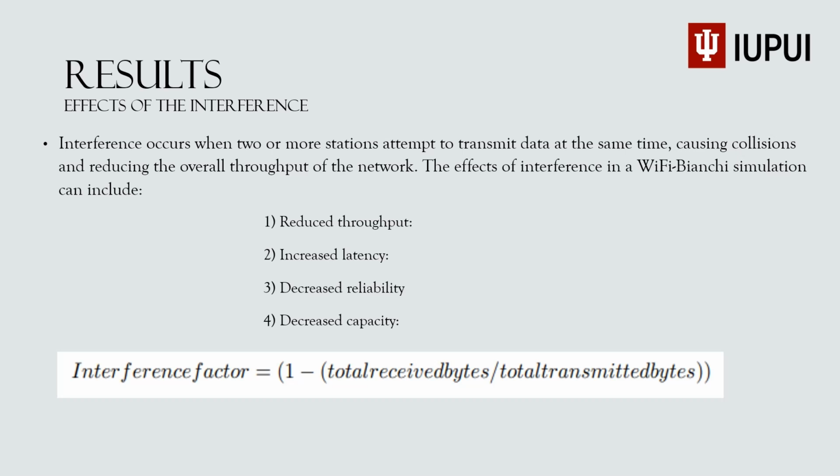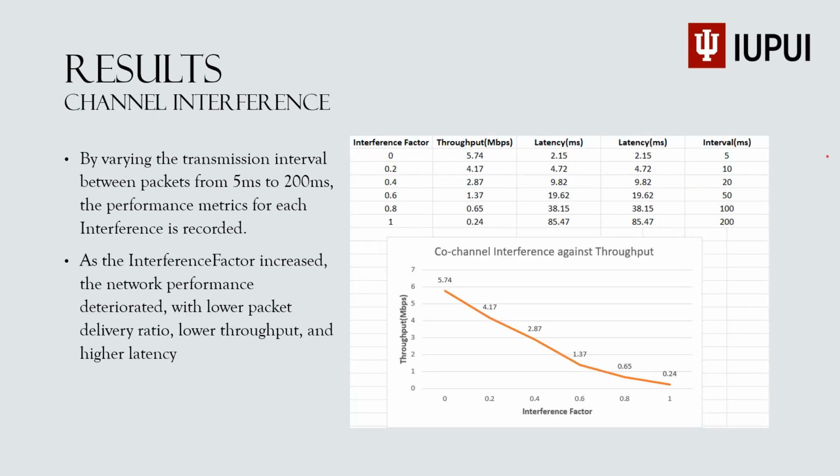Decreased capacity. Interference reduces the overall capacity of the channel by decreasing the number of successful transmissions that can occur in the given time. The interference factor is calculated by using the formula shown below. As shown in the graph, we can see as the interference factor increases, the network performance deteriorates with lower packet delivery ratio, lower throughput, and higher latency.